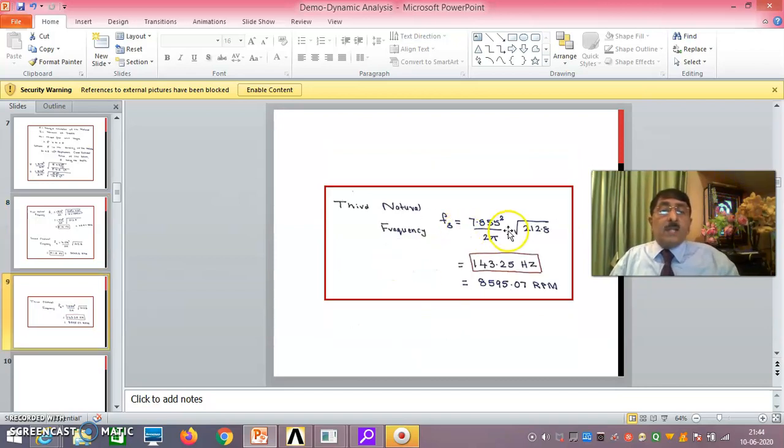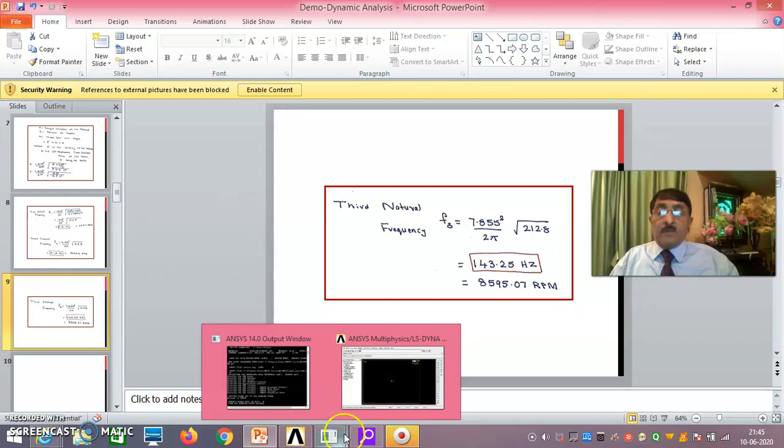Third natural frequency, same thing you do: 10.855 squared by 2 pi, root of 212.8, 143.25 hertz. This is the third natural frequency. In the same way you can do, but at least remember how you are getting these three natural frequencies. Anyway, we'll prove it using Ansys. Okay, now you see here. We'll go to Ansys now.